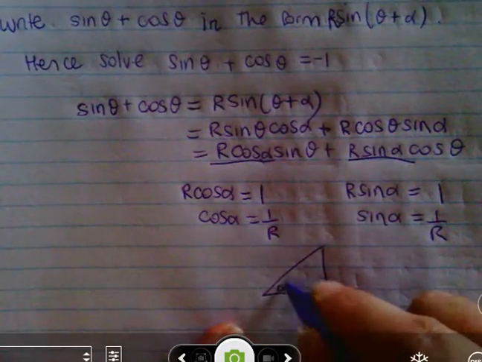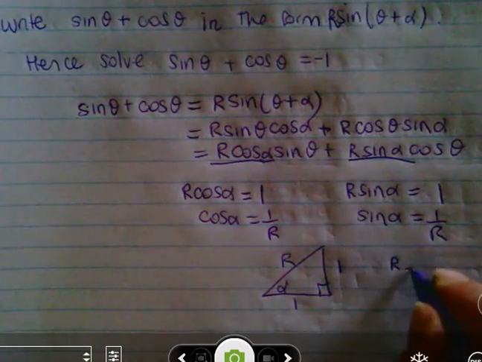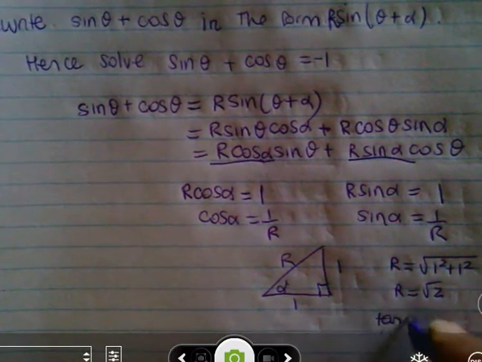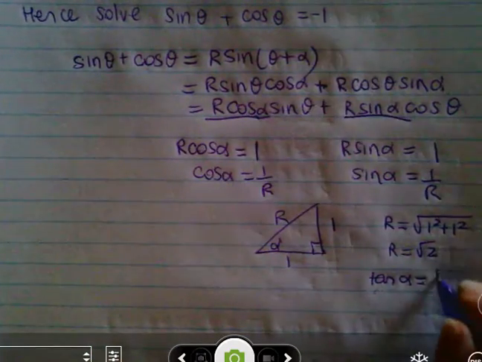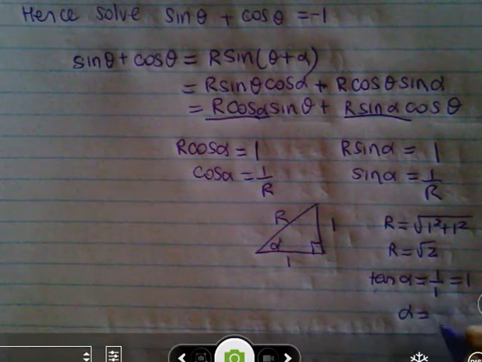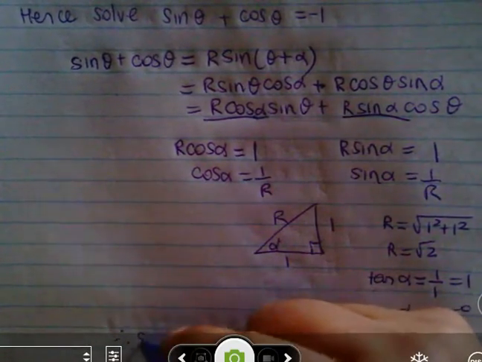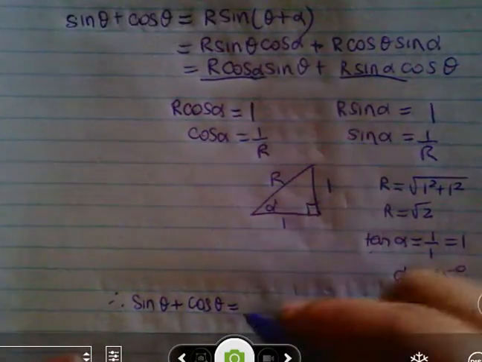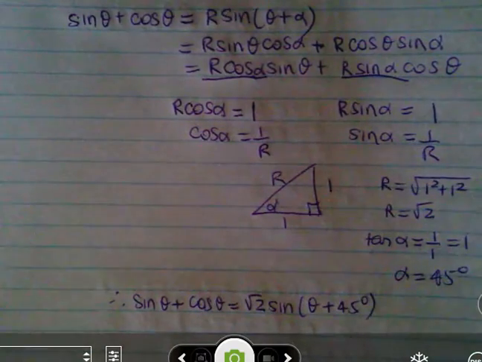Drawing up our right angled triangle. R is the square root of 1 squared plus 1 squared, which is root 2. And tan of alpha is, oh, this is a nice one. What's tan of alpha? 1 on 1, which is 1. So alpha is 45 degrees. So that's a good one. So therefore, sine theta plus cos theta in the form of r sine theta plus alpha is root 2 sine theta plus 45 degrees.